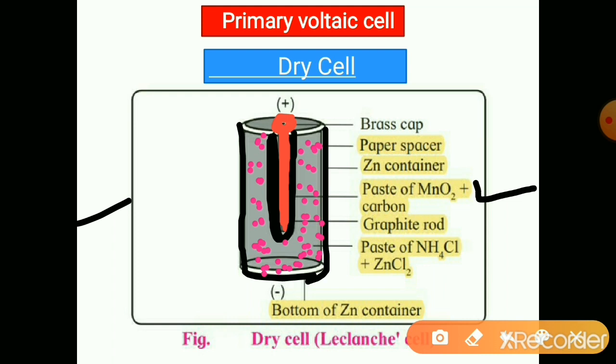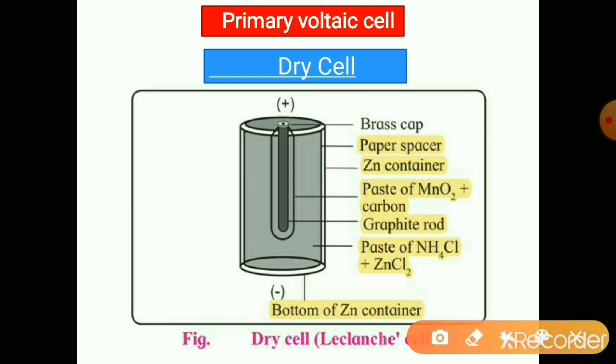So the zinc container encloses all this, and this zinc container acts as the anode, and the graphite rod acts as the cathode. This is about the construction of the dry cell. Here only the figure of this can be asked in the exam. The rest of the part is deleted. 1 mark for the sketch of this figure and 1 mark for the labelings. So this is the primary voltaic cell.